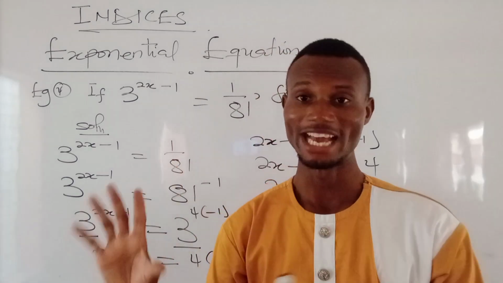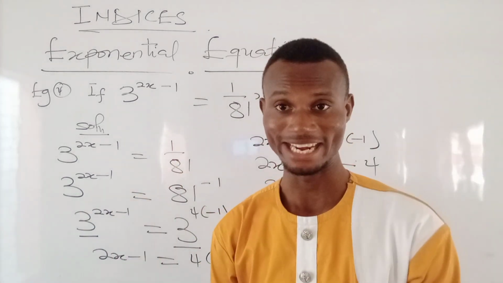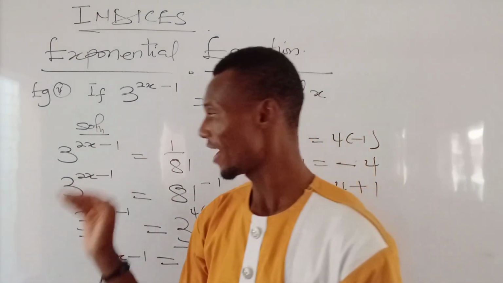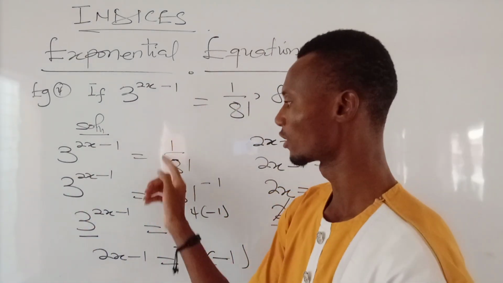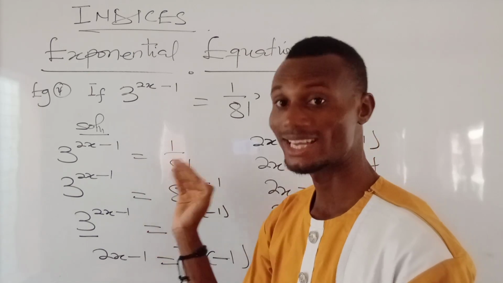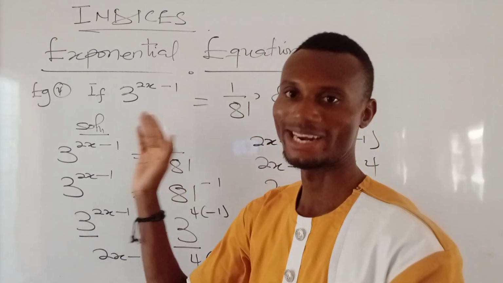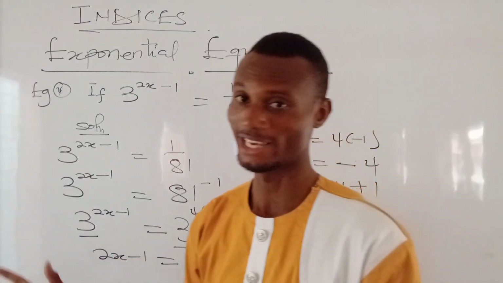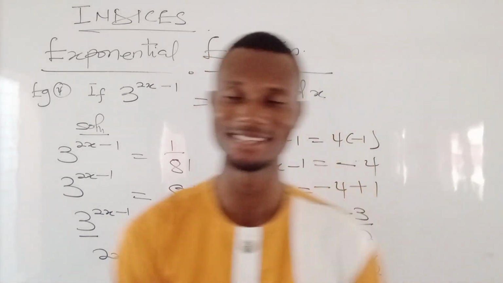I hope the explanation was clear enough and you understood it as well. So nothing difficult about it. First of all, when you have something like this, having 1 over 81, write it as 81 to the power negative 1. Then you go through the same process as I've been teaching you, and you get your final answer as we've done.